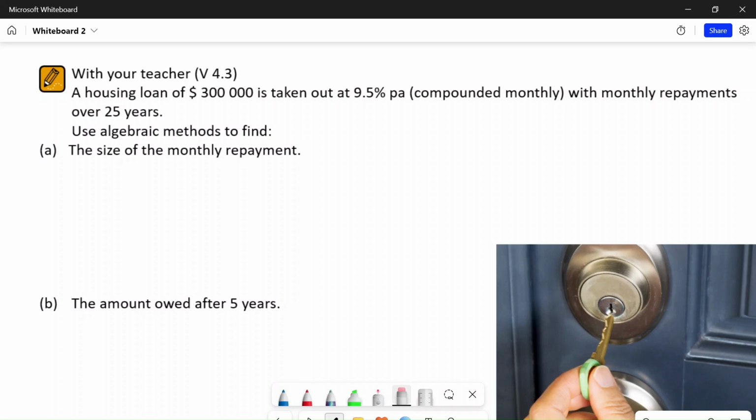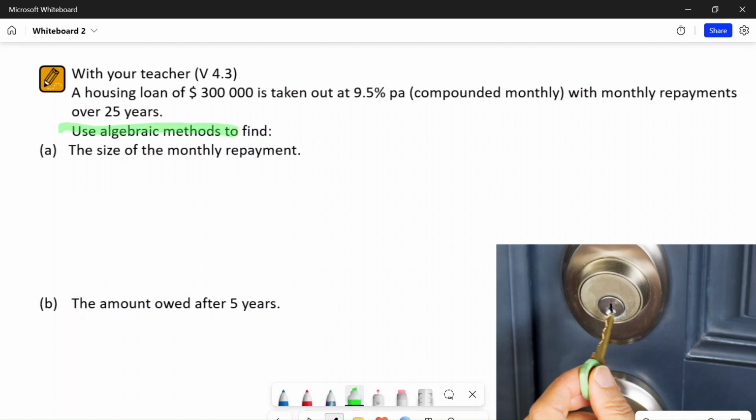Righto, General Math students, in this video we're going to do an annuities in arrears question. So this question involves a housing loan. Annuities in arrears can also be used to solve trust funds questions, but this is a housing loan question. And just before we start, it does say here, use algebraic methods.